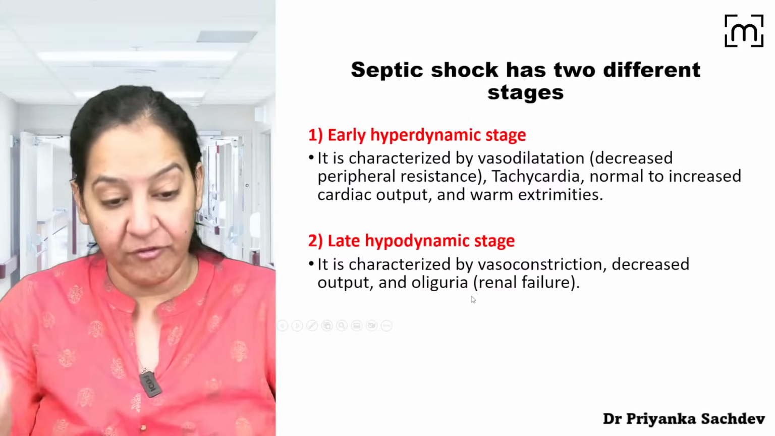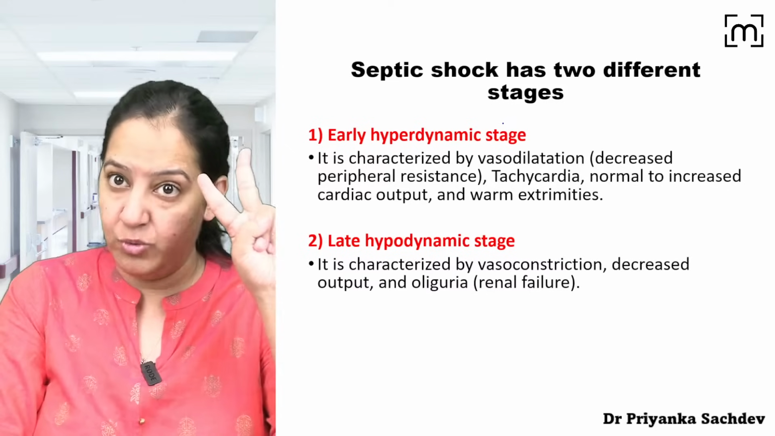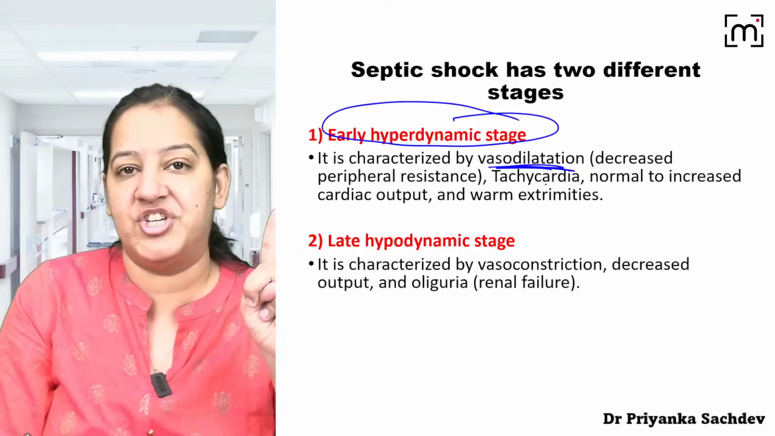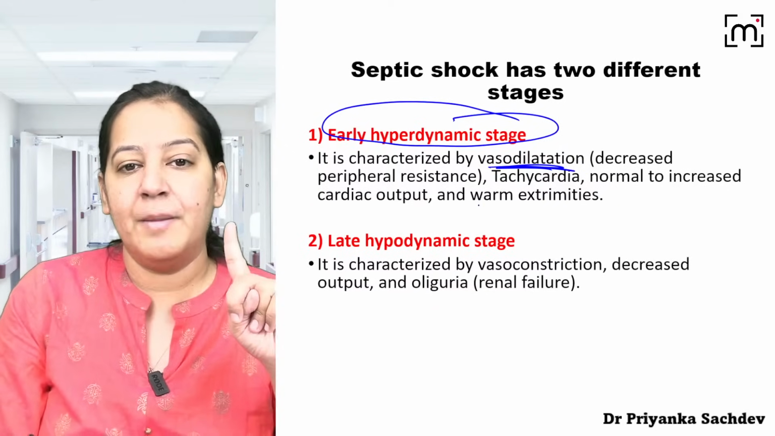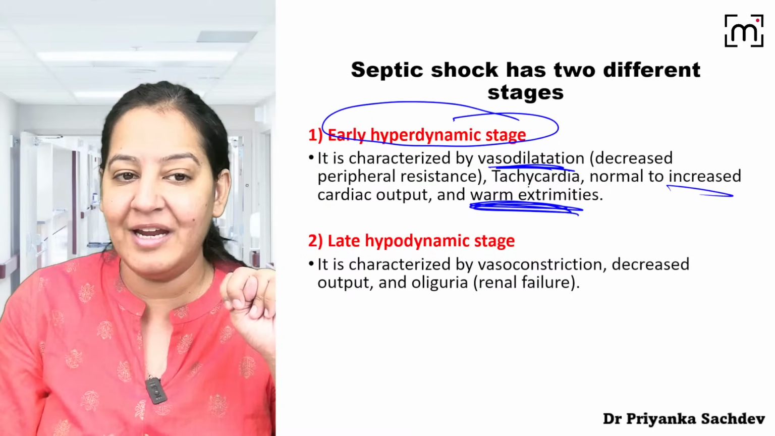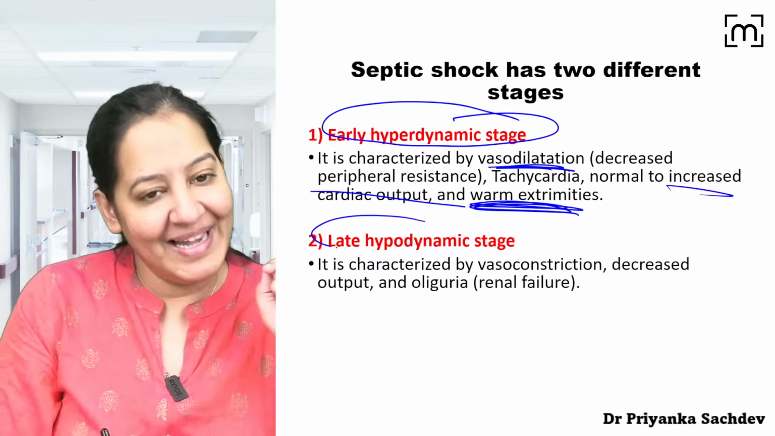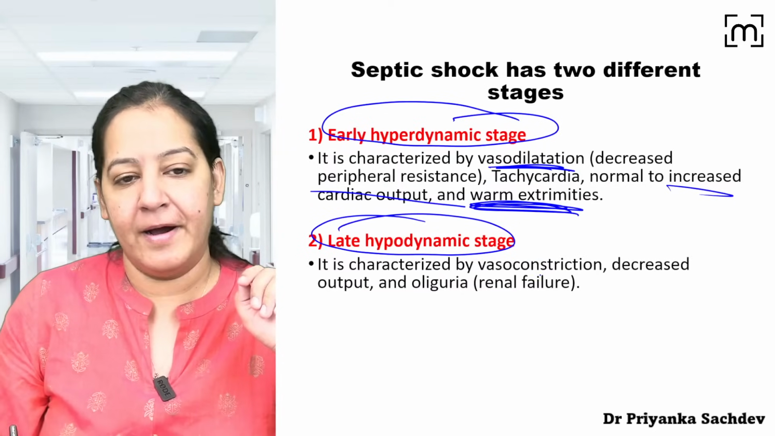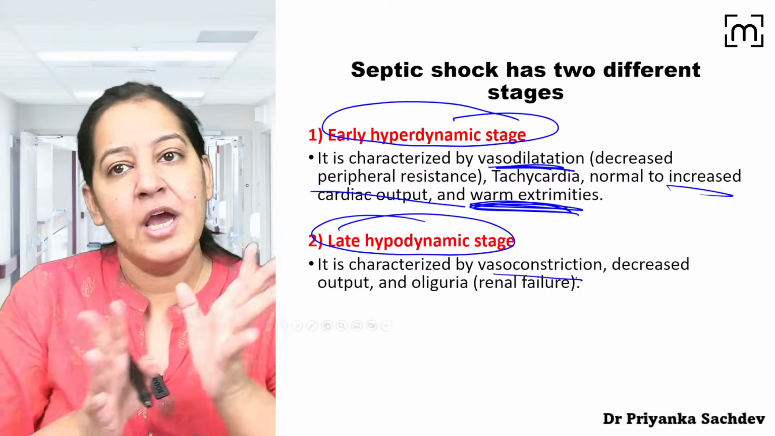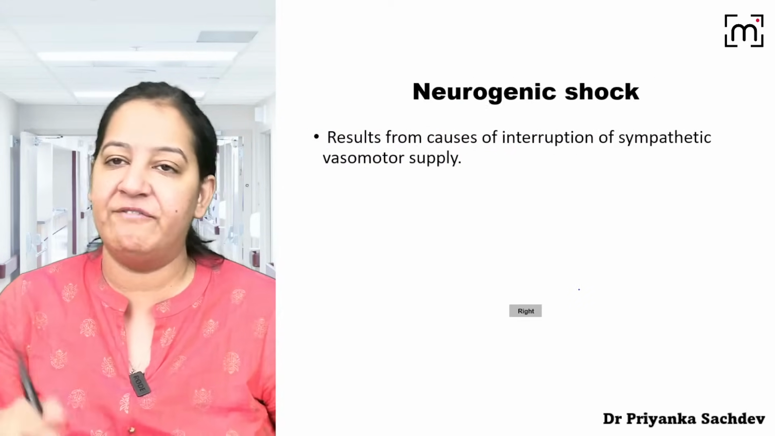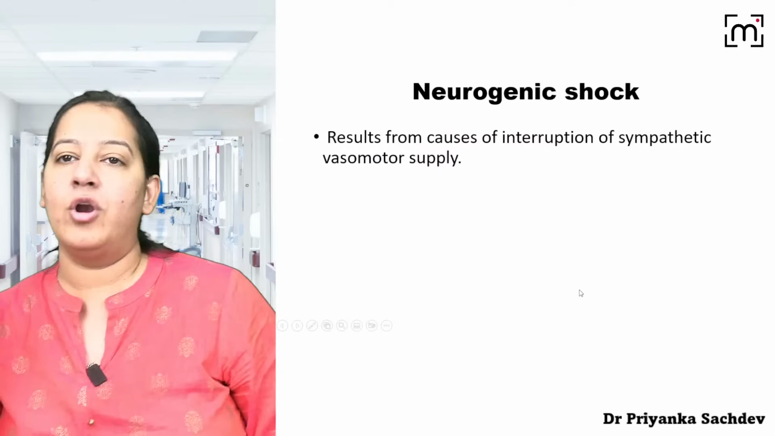We are done with the three types of shock, but in septic shock, there are two stages. Early hyperdynamic stage, in which there is vasodilatation. Due to vasodilatation, the patient has warm extremities and increased cardiac output, more blood to the organs, which is opposite of shock. And later in the hypodynamic stage, there is vasoconstriction, and due to edema there is less renal perfusion. It will lead to oliguria and all. So that's all about the shock.